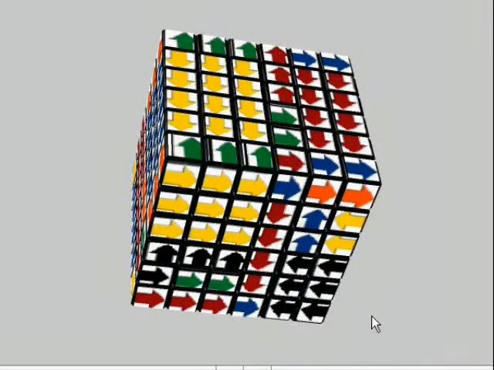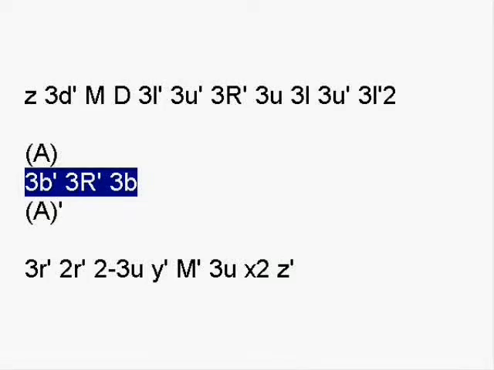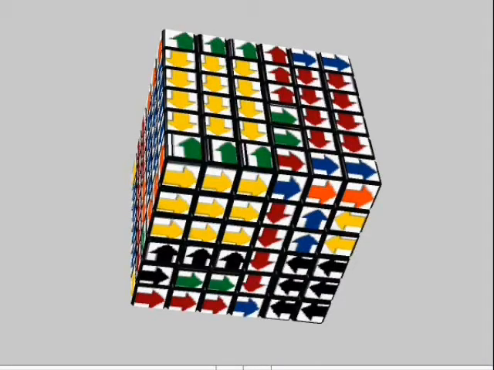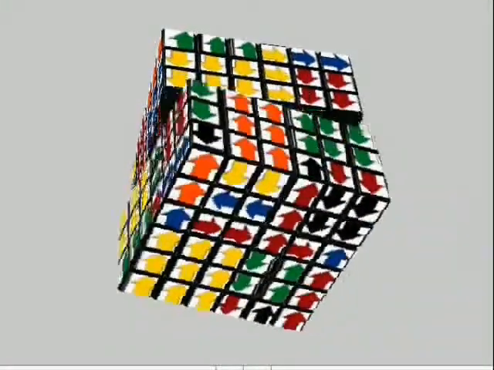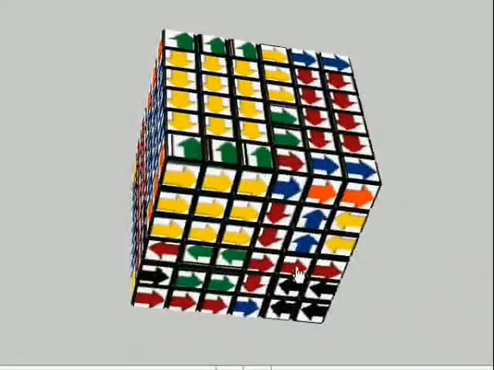Well, in the overall effect of the algorithm, these two pieces swap, but not within this piece alone. Because if we go ahead and execute 3B', 3R', 3B, we'll find something different. 3B', 3R', 3B. Yes, a red piece came there, and that was the red piece originally in this slot. But now look, a yellow piece is there instead.